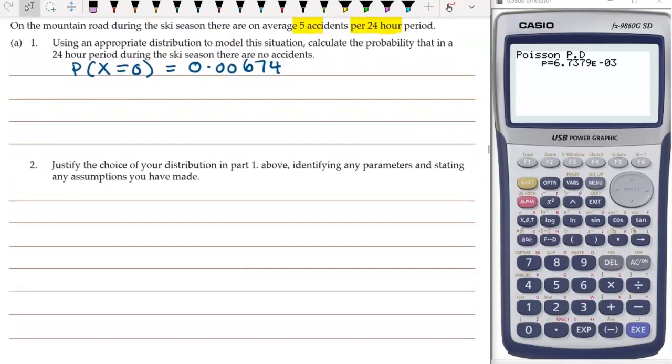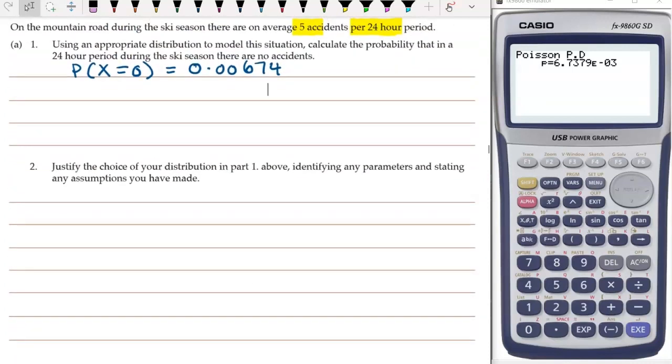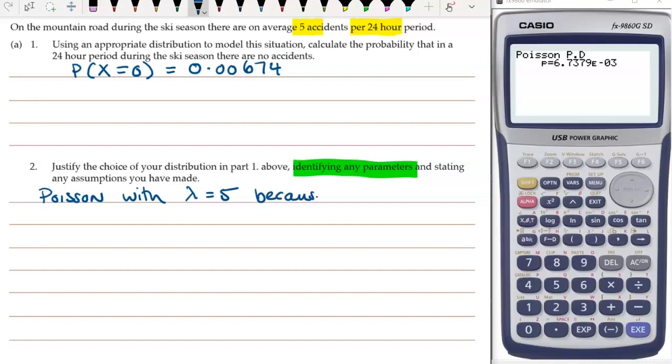Okay, now justify the choice of this distribution. So why have we used a Poisson? And it did also say that we need to identify the parameters. So identifying the parameters here, stating clearly that lambda was equal to 5, because then we're going to run through our RIPS acronym.